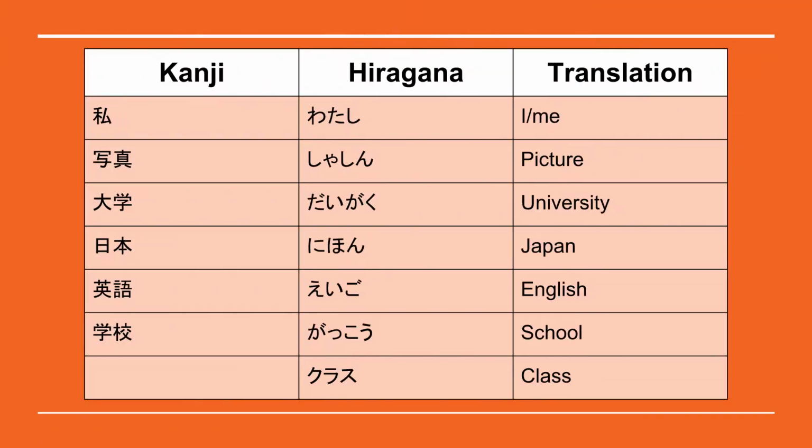Let's go. Watashi, I or me. Shashin, picture. Daigaku, university. Nihon, Japan. Eigo, English. Gakko, school. Kurasu, class. The go that you see behind eigo can also be added to nihon to become nihongo, to become Japanese.